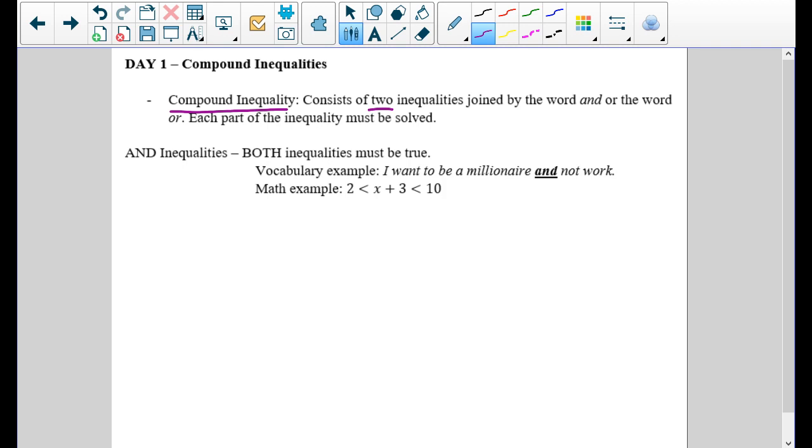So here we have two inequalities joined by the words and or. So and inequalities: both inequalities must be true. When I look at this sentence, I want to be a millionaire and not work, that's talking about both parts. Want to be a millionaire and don't want to work. So you can see and is written here. Sometimes that variable is inside, and I have two separate inequality symbols there, and they're combined together to make one.